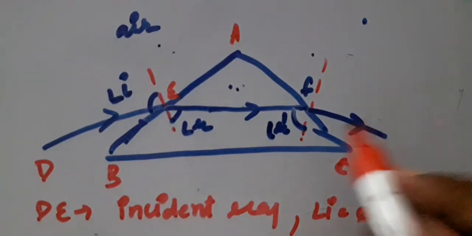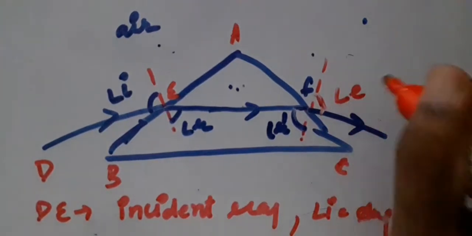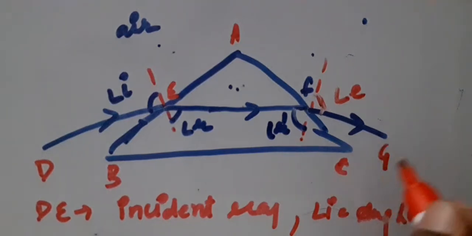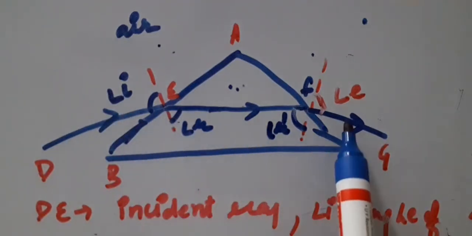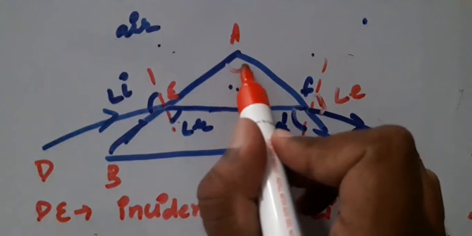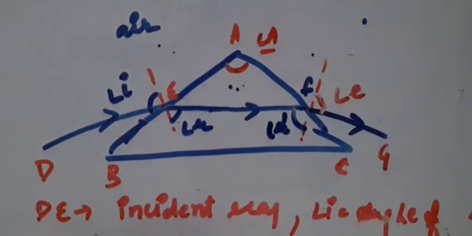This is the angle of emergence, angle E, and this is our emergent ray, FG. So here DE is the incident ray, EF is the refracted ray, and FG is the emergent ray. And this is the angle of emergence. Now, a prism also has its own angle. This angle is called angle A, and this is the angle of prism.